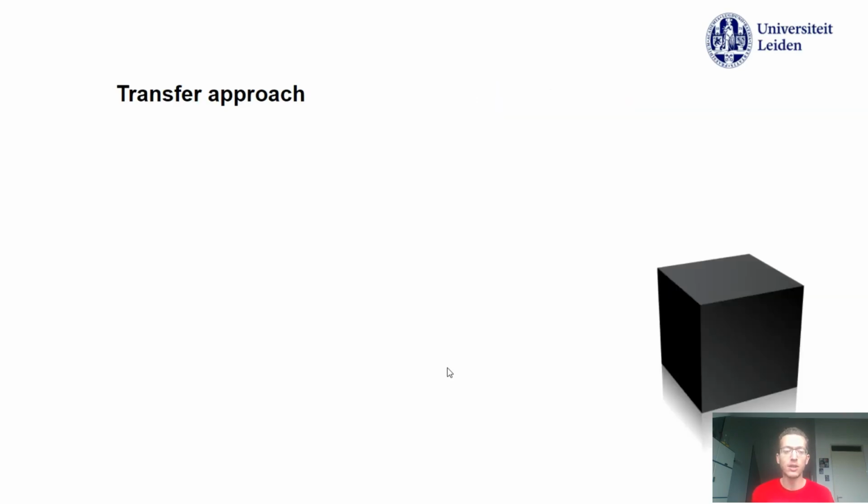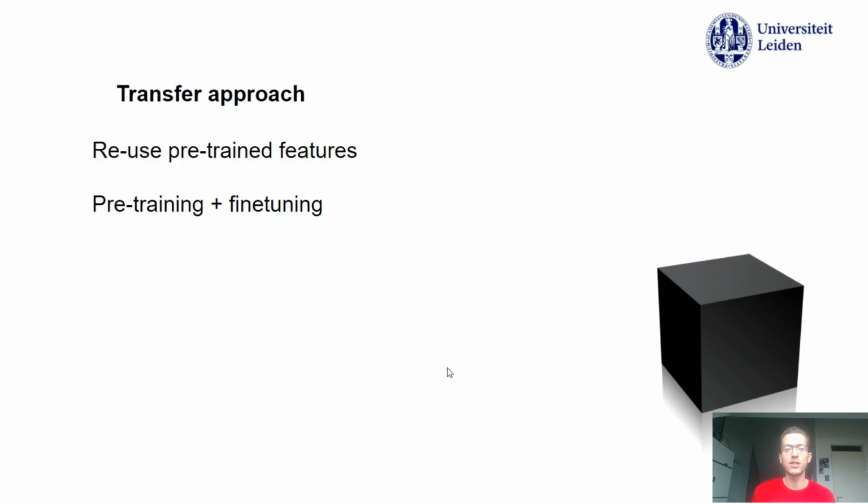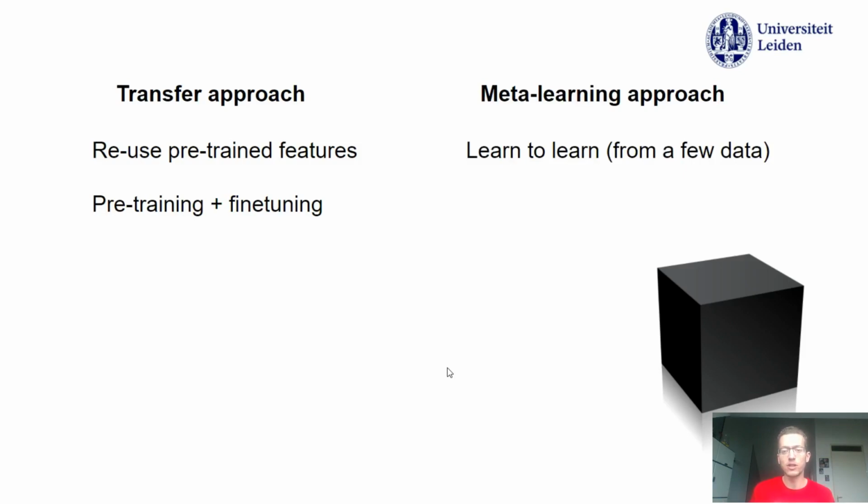So on one hand, we have the transfer approach, where the idea is really to reuse the pre-trained features that we have. And this often happens in two stages, namely the pre-training and then the fine-tuning stage. On the other hand, we have the meta-learning approach, where the idea is that we want to learn how to learn from just a few data. And common approaches to do this include, for example, MAML and Reptile, which we will be investigating in our research.